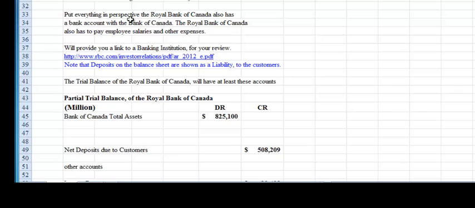To put everything in perspective, the Royal Bank of Canada also has a bank account with the Bank of Canada. The Royal Bank of Canada also has to pay employee salaries and other expenses. In other words, I'm demonstrating that the Royal Bank of Canada is a business and needs to have a bank account too, just like any other corporation. And here is the link. If you click on this, it will bring you to the annual report of the Royal Bank of Canada, the year 2012. You will note that deposits, if you look on the balance sheet, are shown as a liability to the customers.